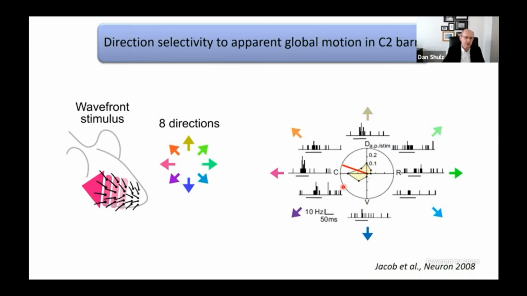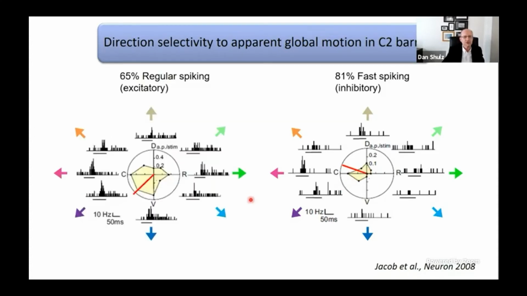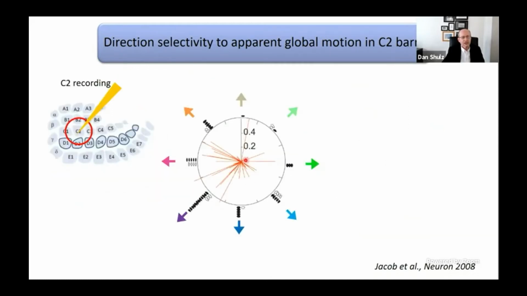Now, this is not just one neuron. It happens in most of the neurons in the cortex. 65% of excitatory neurons, 81% of inhibitory neurons show this selectivity to apparent global motion. And if you take now the preferred direction for all the neurons that have been recorded in the C2 barrel, this is the distribution, indicating that each neuron has a preference for a given direction.